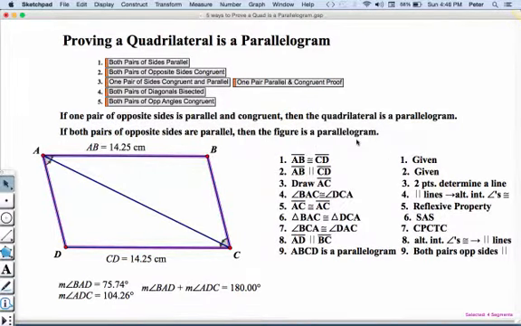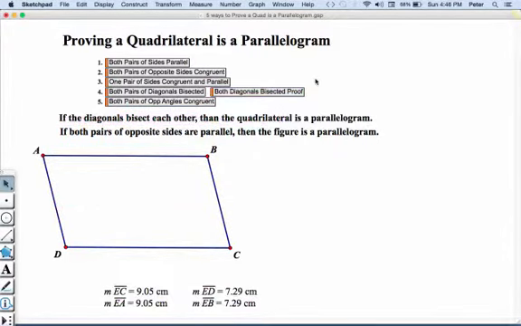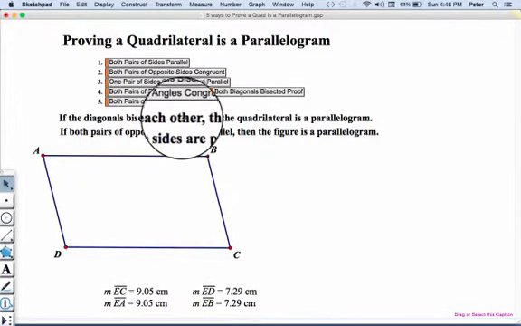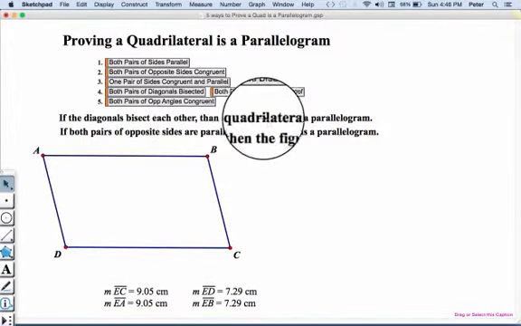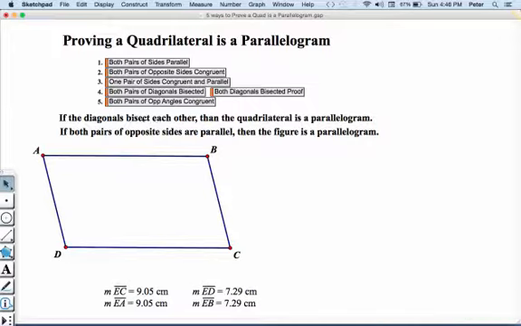All right, let's move on to the last two means of proving that a figure is a parallelogram. Okay, if we know that both diagonals of a quadrilateral bisect each other, we can show that the quadrilateral is a parallelogram. So the first three methods of proving a parallelogram dealt with sides. This one clearly deals with the diagonals.